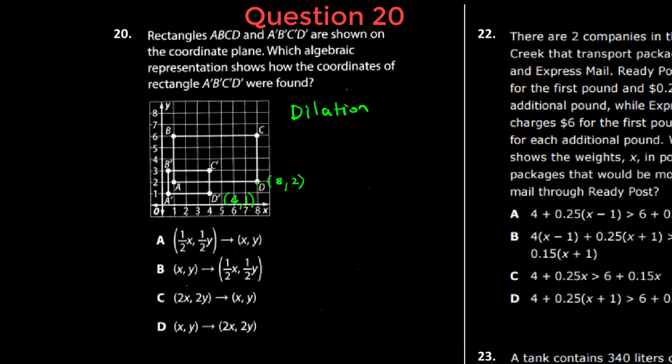As you see, each coordinate here becomes half of what it was. When writing the algebraic rule, I will always start with (x, y), and since each coordinate is half of what it was, each coordinate is multiplied by a half, so x becomes half of x and y becomes half of y. So the correct answer that gives us that is B.